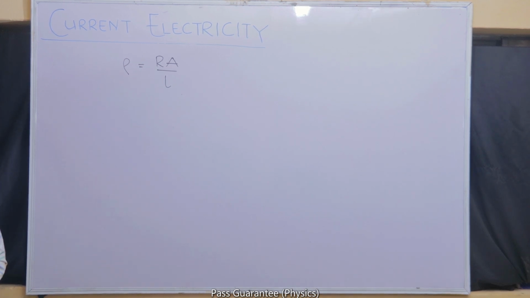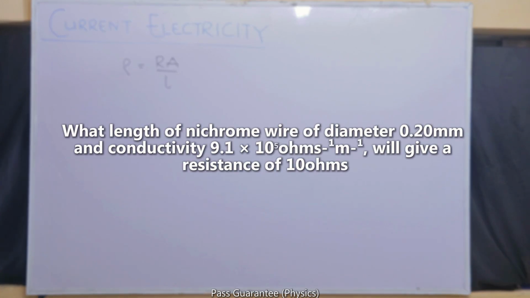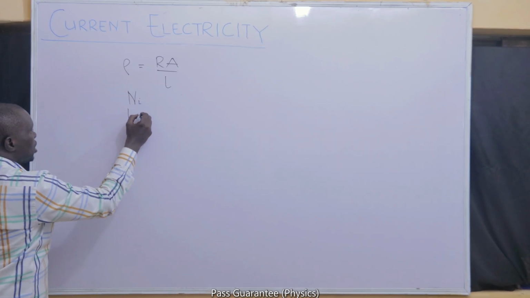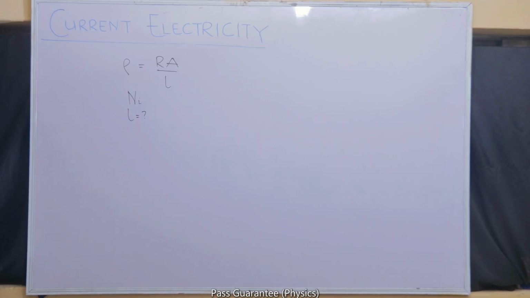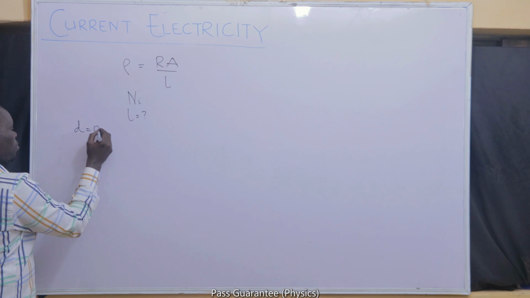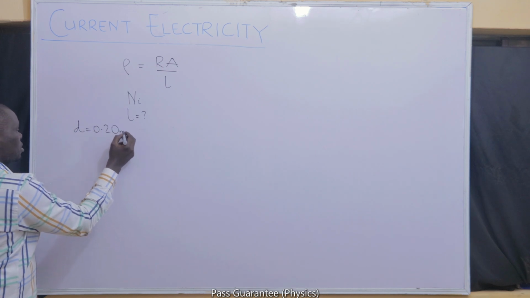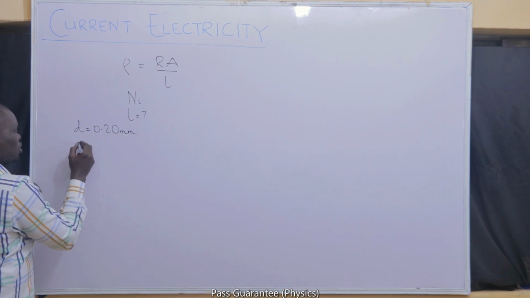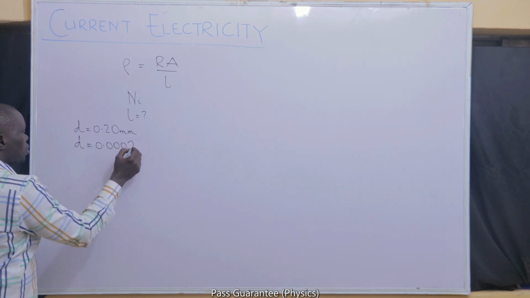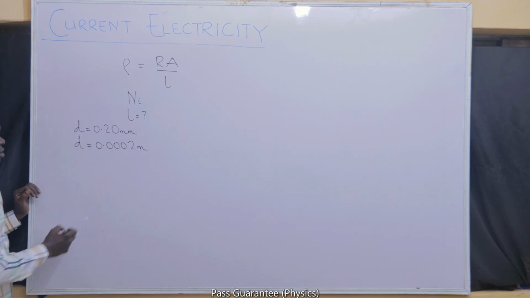Here we are told, what length of nichrome wire? We need to know the length of that nichrome wire. The diameter of that nichrome wire is 0.20 millimeters. If I change that to meters, I should have 0.0002 meters by dividing by 1,000.